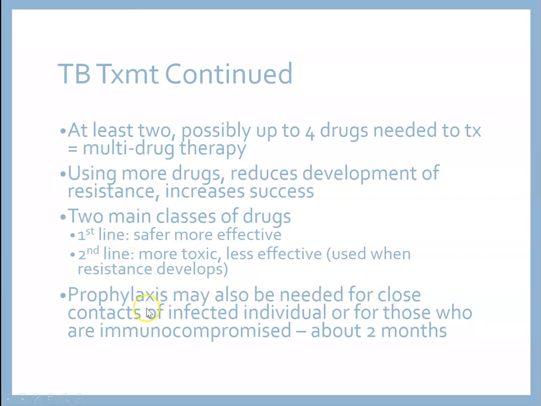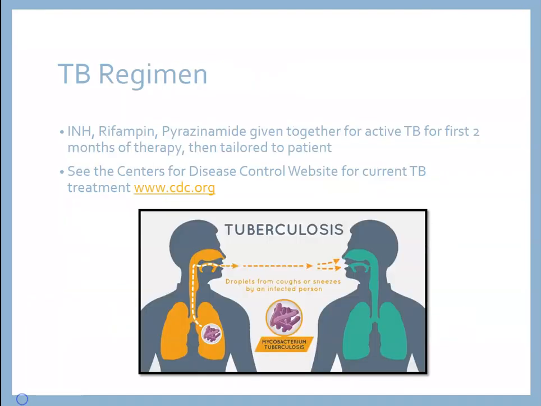Prophylaxis may also be needed for close contacts of infected individuals or those who are immunocompromised. So again, if somebody has TB in your home, active TB, you may go on 2 months of prophylaxis just to protect yourself from the bacterium while they're being treated.